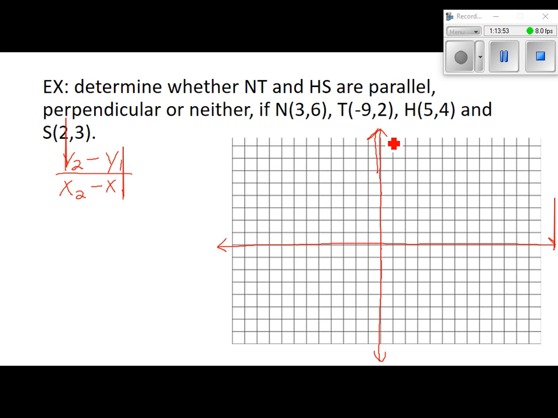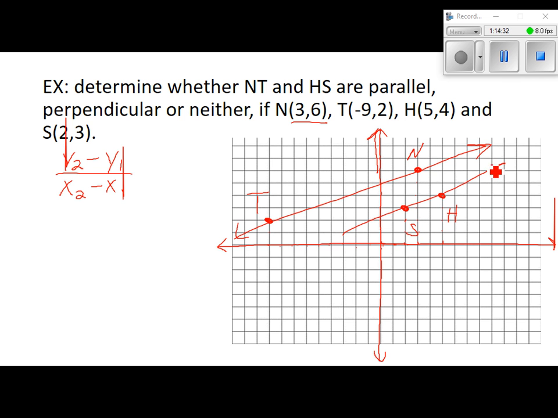The graph N equals 3, 6, so I go to the right 3, up 1, 2, 3, 4, 5, 6, that's N. T is -9, 2, so left 1, 2, 3, 4, 5, 6, 7, 8, 9, up 2. That's T. That's our first line. H is 5, 4. And S is 2, 3, so right 2, up 3.